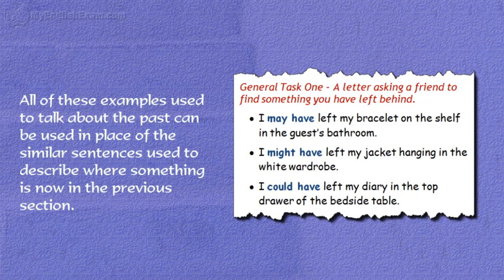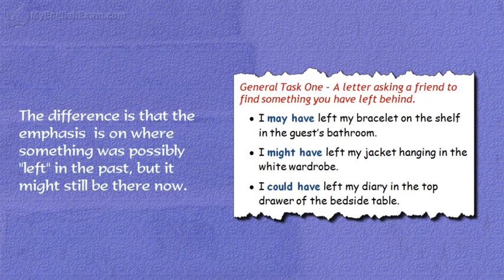All these examples used to talk about the past can be used in place of the similar sentences used to describe where something is now in the previous section. The difference is that the emphasis is on where something was possibly left in the past, but it might still be there now.